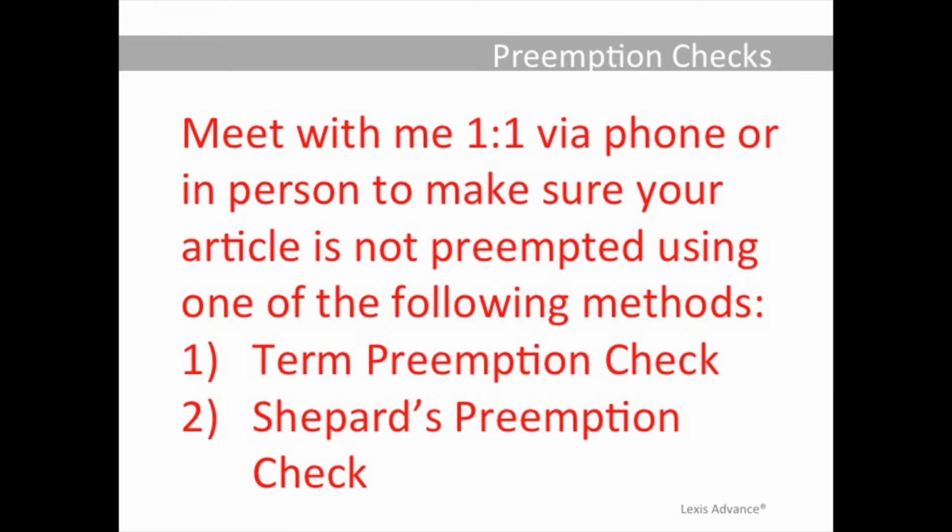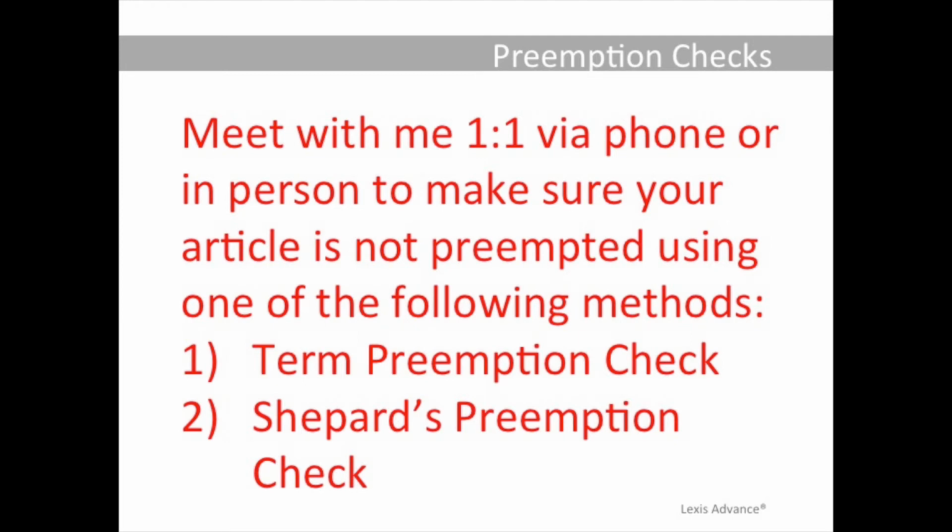So what do you do in a preemption check? How do you figure out if you're preempted or not? Well, you can do a preemption check in many ways, but two of the most common ways are to do either a term preemption check or a Shepard's preemption check. So with a term preemption check, what you're doing is you're thinking about a term that another article would absolutely have to use if they were to preempt your article. And then you actually search that term in Lexis, and you search for other law reviews and journal articles that use that term. Then you take a look at those articles and see if they really do truly preempt you.